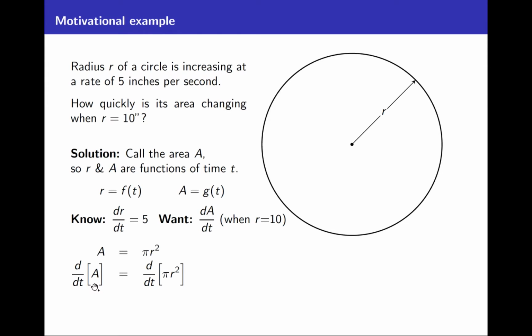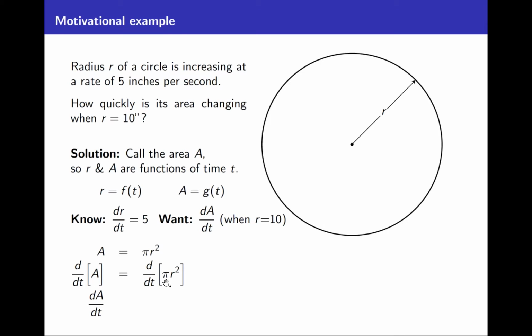Let's look at those two sides. d/dt of A: remember, A is equal to g of t, so its derivative is g prime of t, or dA/dt. So that's just dA/dt. And remember, we don't even know that. In fact, that's what we want. We want dA/dt. But it looks like we're going to get it in an equation. That's good. So let's look at the other side.